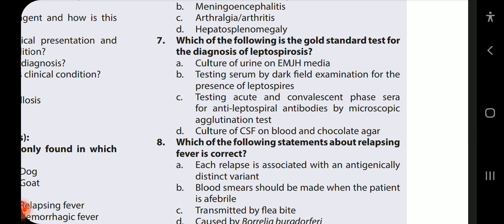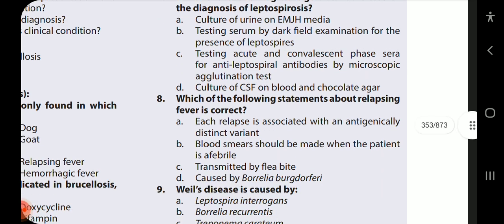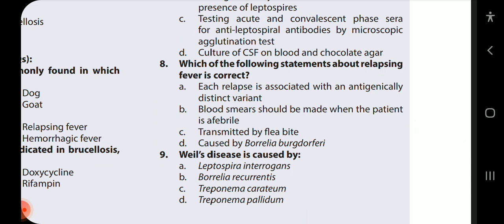It is testing acute and convalescent phase sera for anti-leptospiral antibodies by microscopic agglutination test. Okay, and which is the correct statement about relapsing fever? It is that each relapse is associated with an antigenically distinct variant. Which disease is caused by Leptospira interrogans?